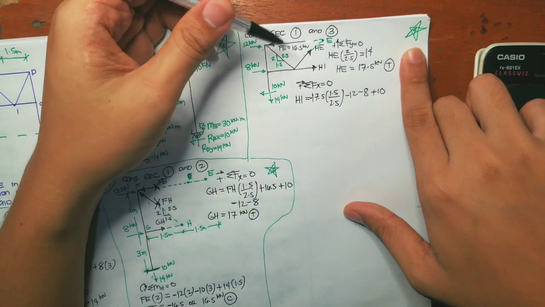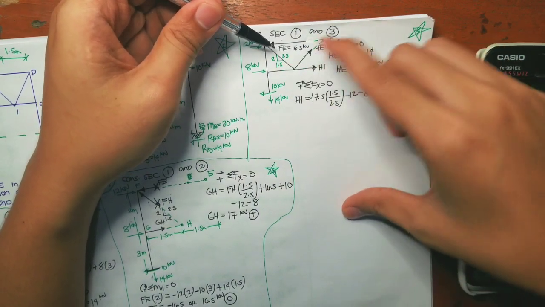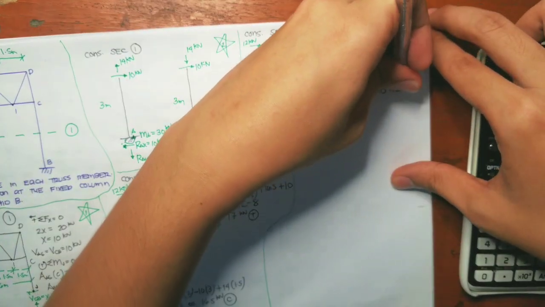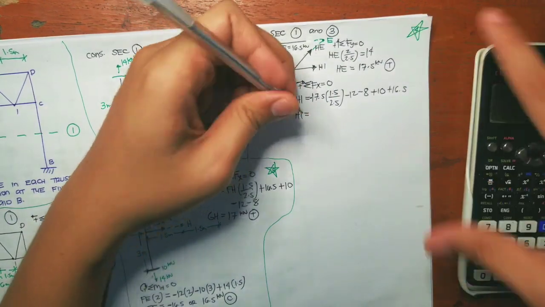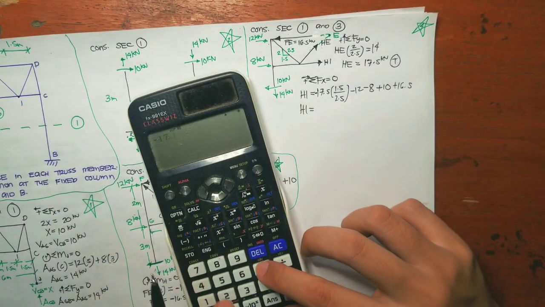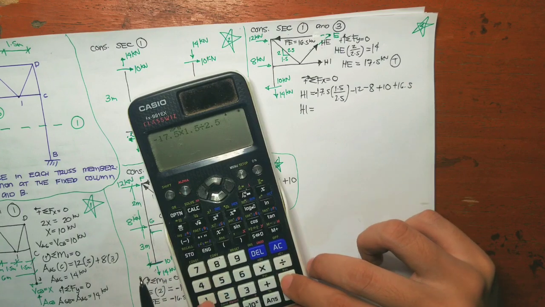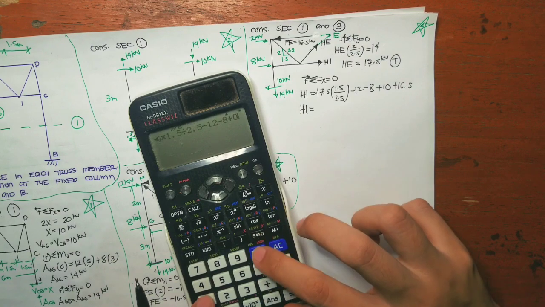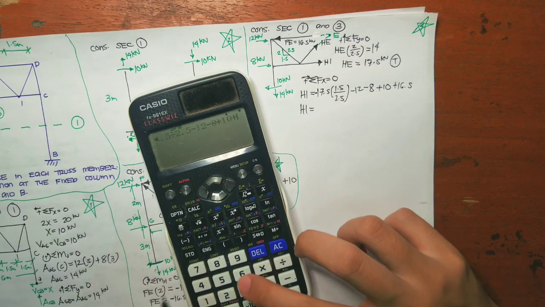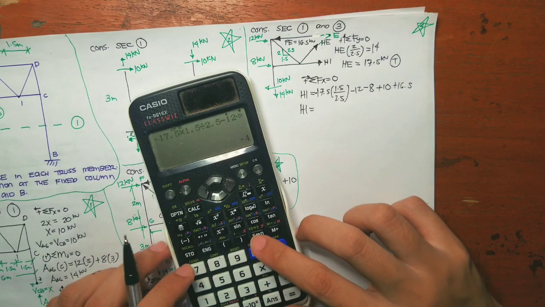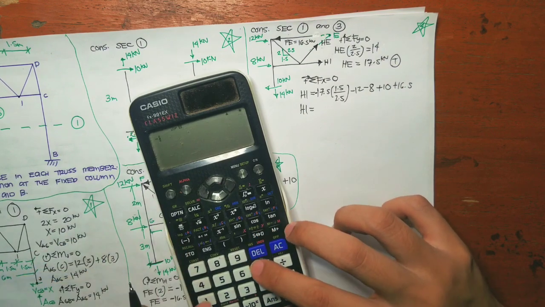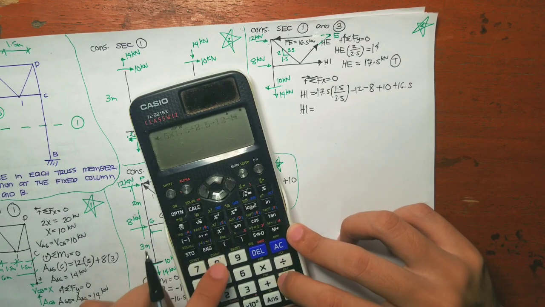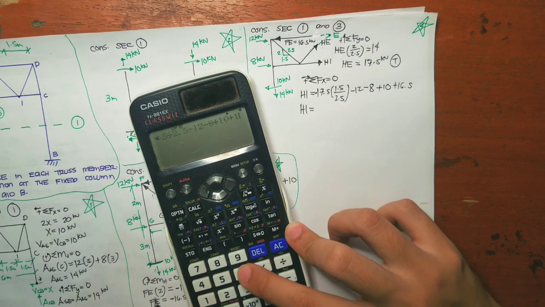Oops! Muntik na makalimutan si FE. So ang FE mo has a value of 16.5. So pakaliwa rin siya, so that is also equals to positive. So therefore, HI is negative 17.5 times 1.5 divided by 2.5 minus 12 minus 8 plus 10 plus 16.5. Pindutin ko lang ulit ha. Negative 17.5 times 1.5 divided by 2.5 minus 12 minus 8 plus 10 plus 16.5.